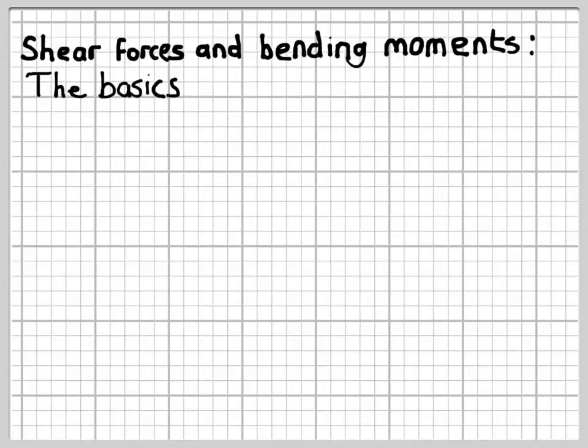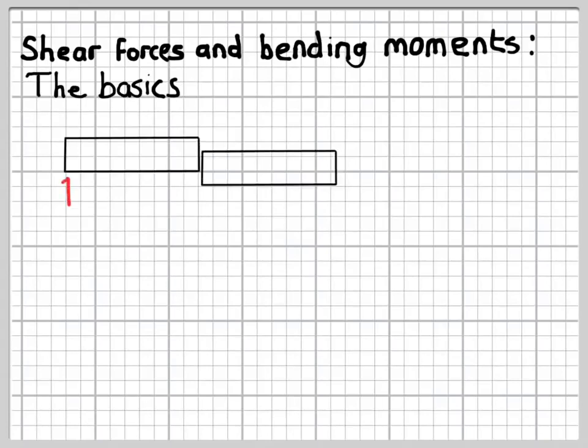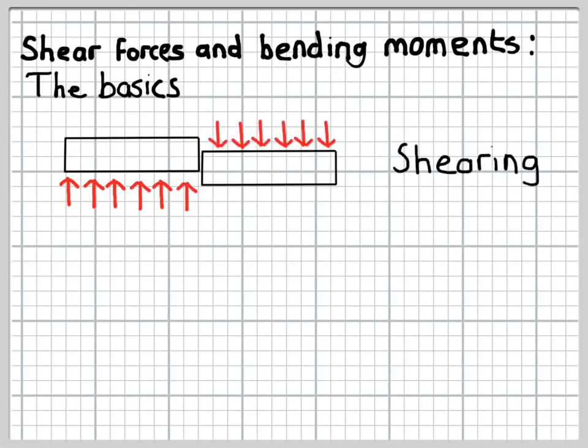When designing beams, there are two main effects that need to be considered. The first of these is known as shearing, and this is the effect where two adjacent parts of a beam are forced to slide relative to one another by the applied forces. In everyday life, a most common example of shearing is using a pair of scissors to cut a piece of paper. In engineering, bolts quite often fail due to the shear forces applied to them.